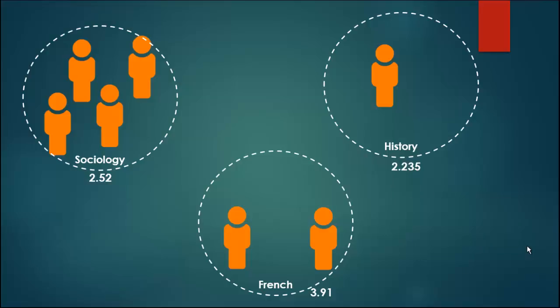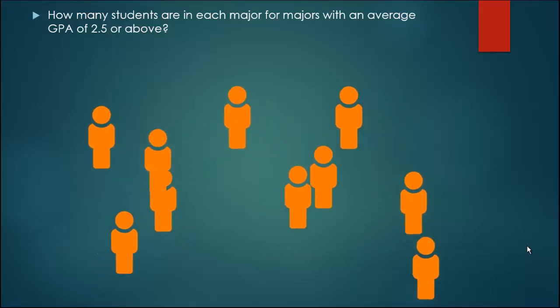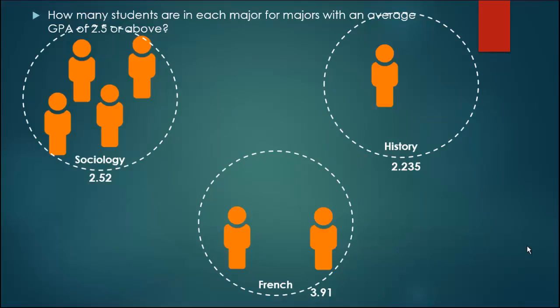Now let's look at the second question, because that's a little bit closer to what we just saw. How many students are in each major for majors with an average GPA of 2.5 or above? The key thing here is that our criteria is about the average GPA, which means it's really asking about the group, not individuals. So the first step, just like before, is to put each student into a group. It will calculate the average GPA of each group, and then it will apply the criteria. Sociology and French have higher GPAs, but history does not, so that goes away.